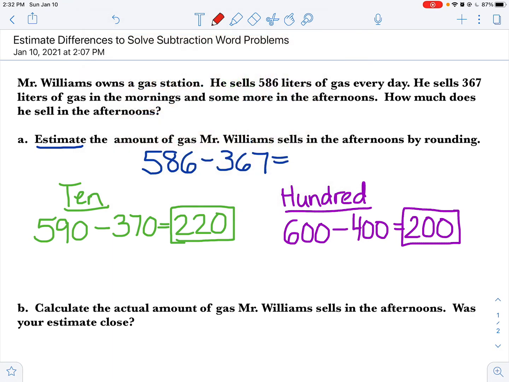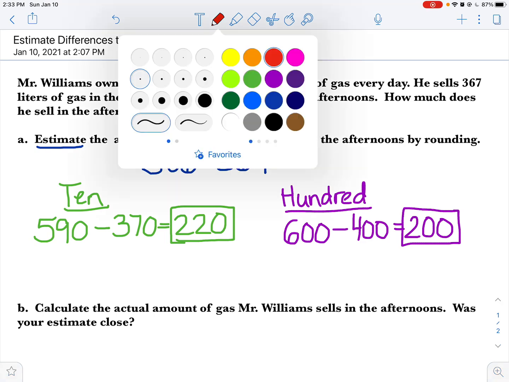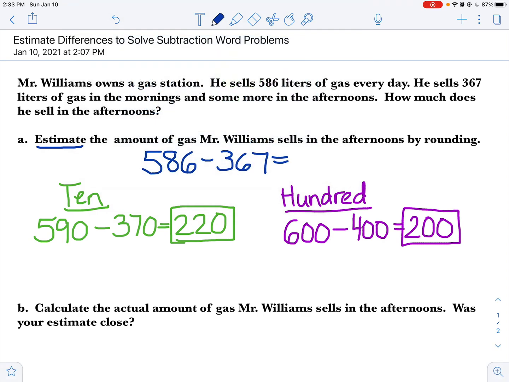Okay, once again, let's take a look and compare. So we've got 220 as our estimate and 200 as an estimate. Both are pretty close. So we know that when we solve our subtraction problem of 586 minus 367 for the exact answer, the actual amount, we should get something close to 200 or 220. If I end up with something like 150, I'm going to know that I'm probably incorrect and I've made an error somewhere. So now part B says, calculate the actual amount of gas that Mr. Williams sells in the afternoon.